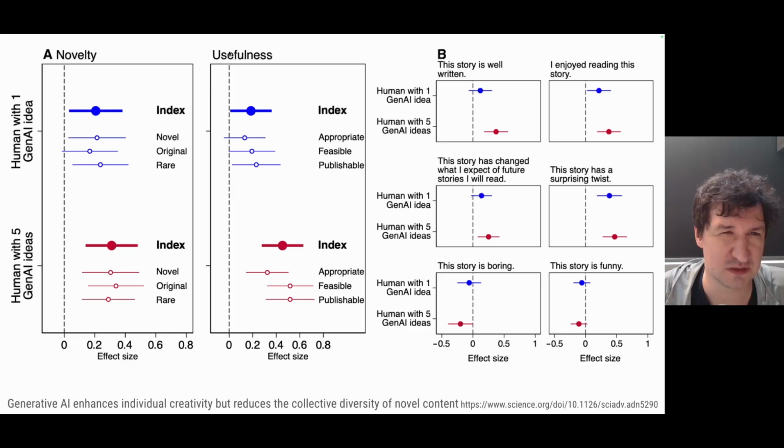So usefulness was more or less a proxy for quality. For quality, they also see that the quality of stories was a bit better, and humans were saying that the stories are well written when humans had access to 5 Gen AI ideas, and less boring. So it seems that it worked, and it was useful for humans to have access to these ideas.